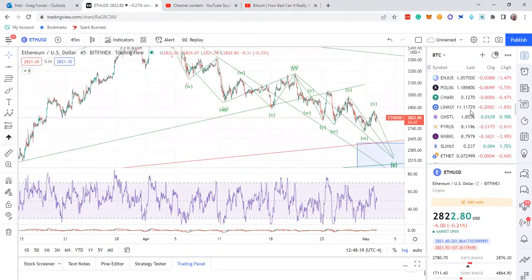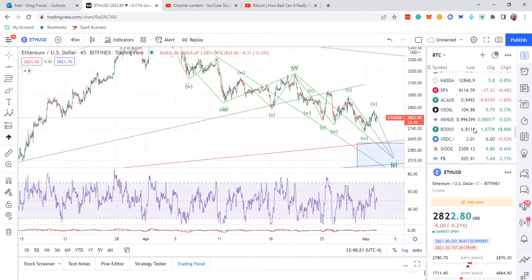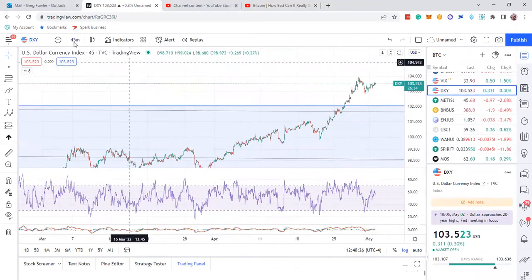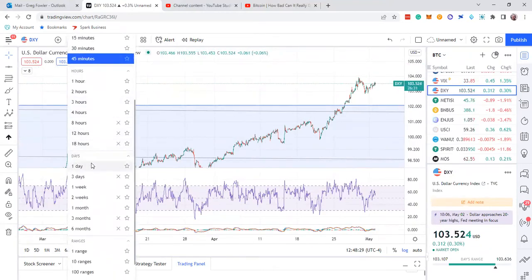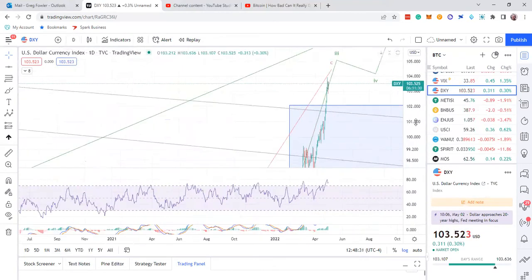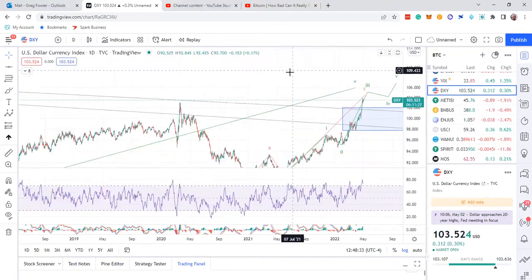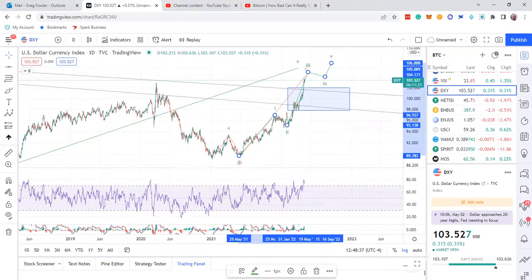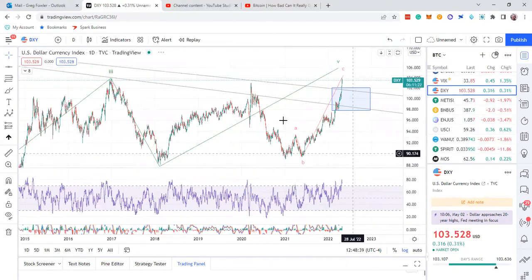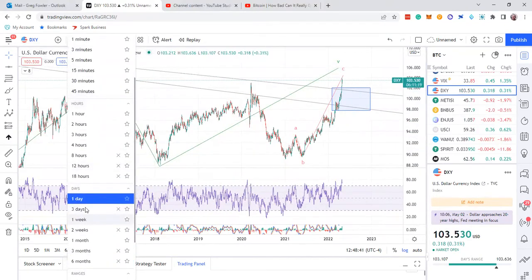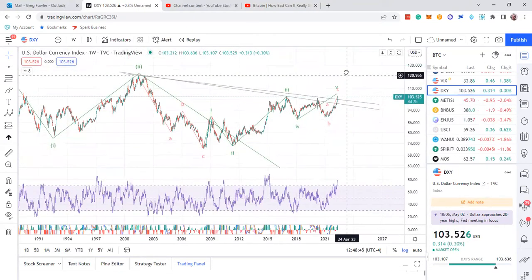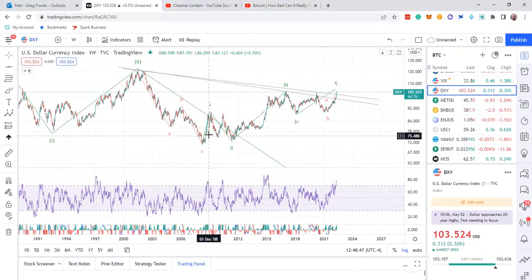Now I want to go over the DXY with you guys, see what's going on, because I think the DXY, we need to change this. Let me go out to the daily. I was looking at it, and this is the overall picture of it. So you come out here to the weekly.